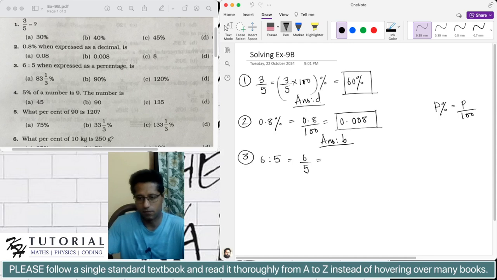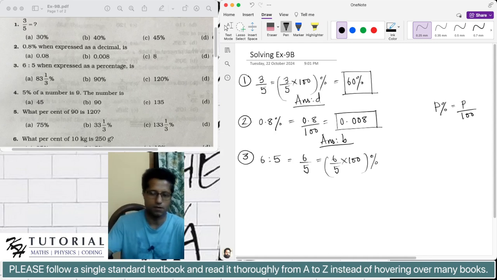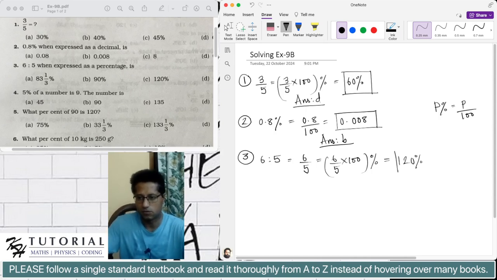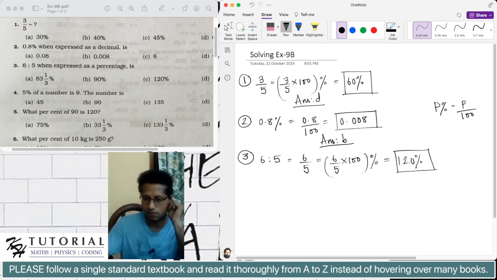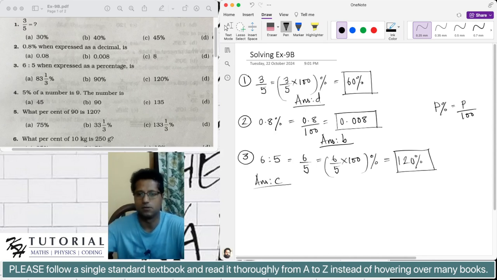Now 6 by 5 when expressed as a percentage, we just multiply it with 100. So we have 6 by 5 multiplied by 100 percentage, which is equal to 120 percentage. If you simplify 6 by 5 multiplied by 100, it is 120. So the ratio 6 is to 5, when expressed as a percentage, is 120 percentage. So the correct choice is C. C is the correct choice.